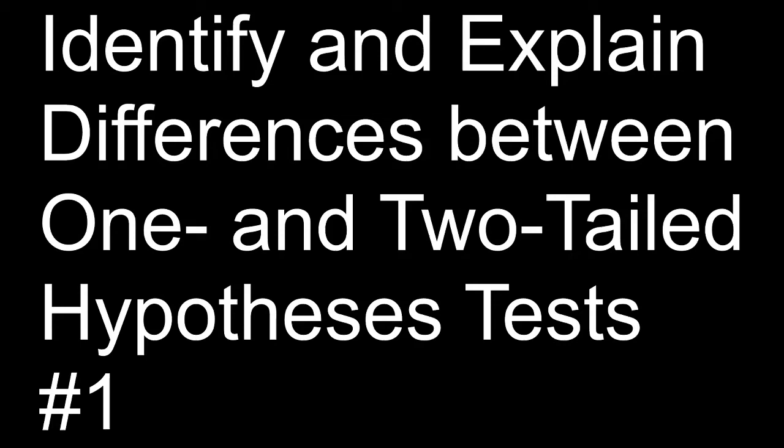This video is on the objective: identify and explain differences between one and two-tailed hypothesis tests. This is the first video on a question related to this objective in your Newton-Alta homework, so it's going to be a little bit of a longer one.